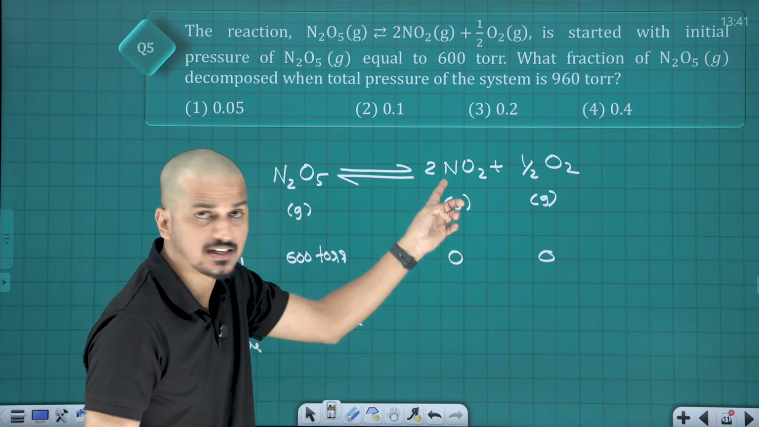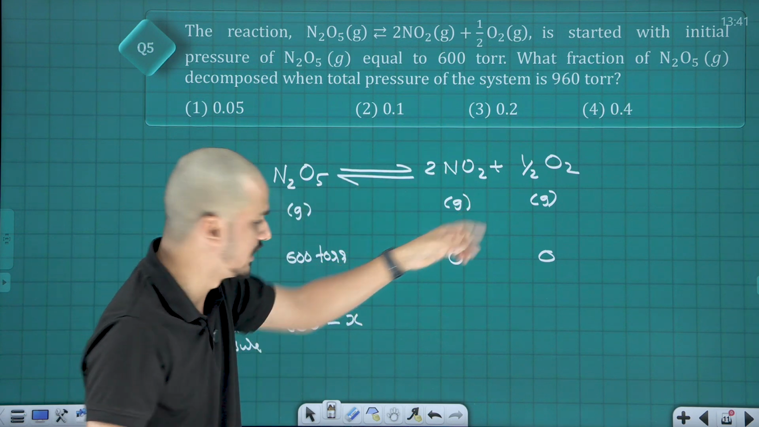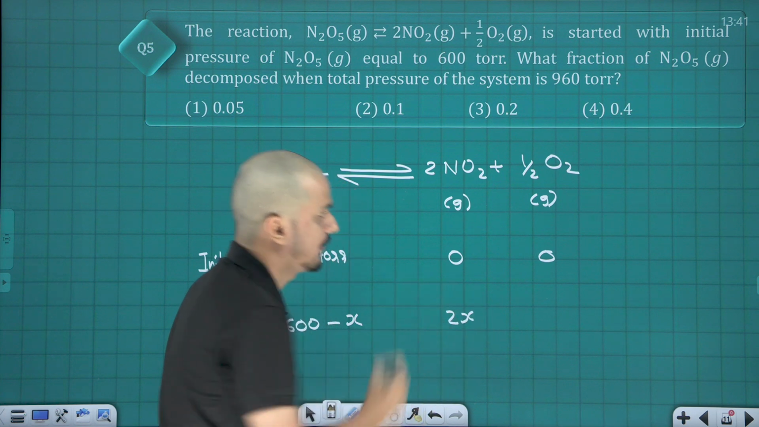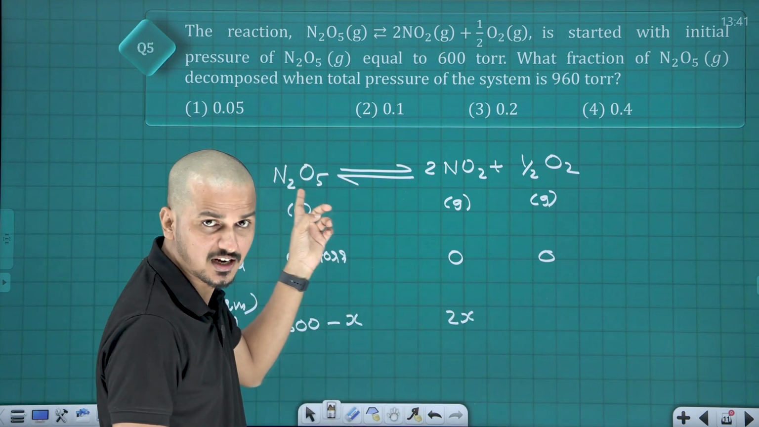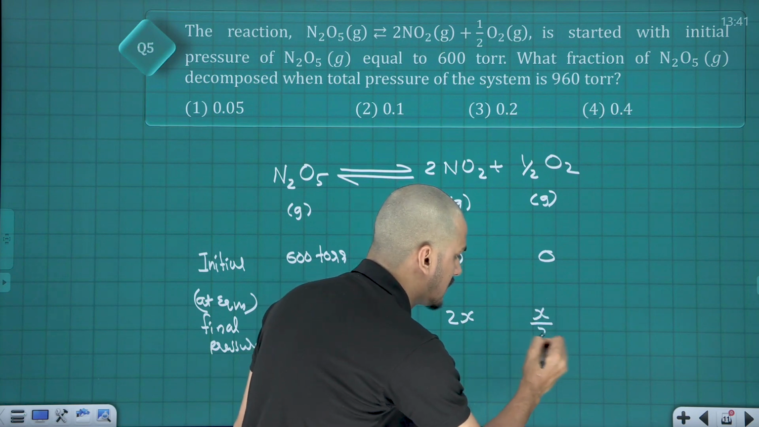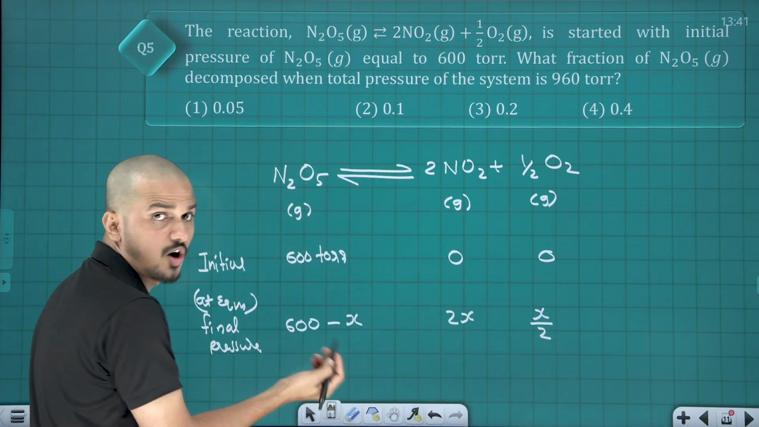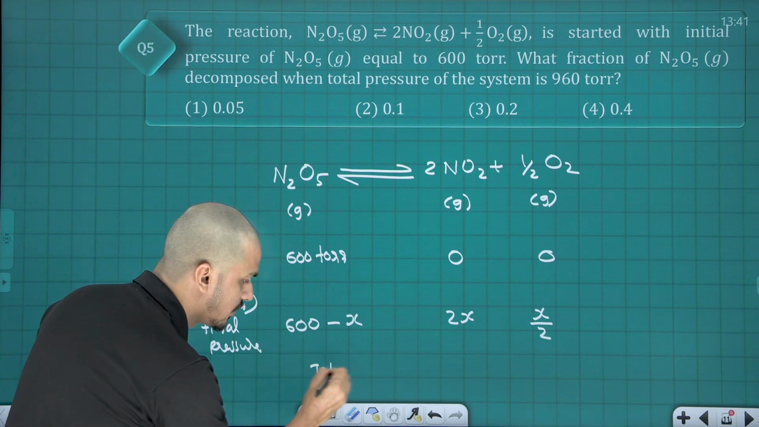Okay, so if X is decomposed, 2NO2 will be produced. That means 2X will be the pressure here. And if X is reacted, X by 2 will be formed. So X by 2 torr will be the pressure here. Then what's the total pressure?